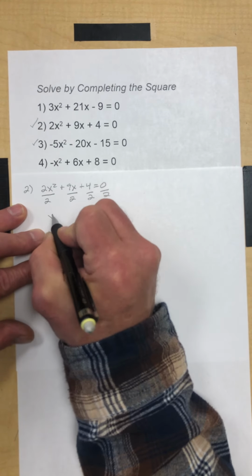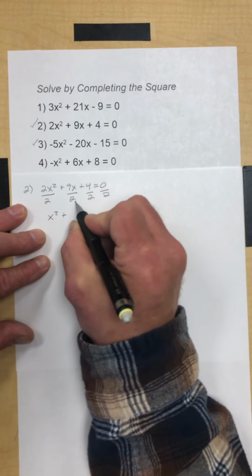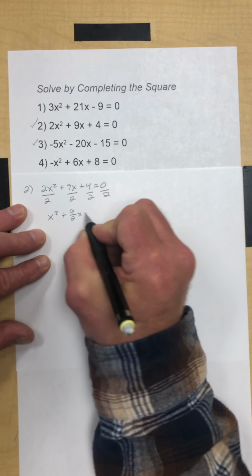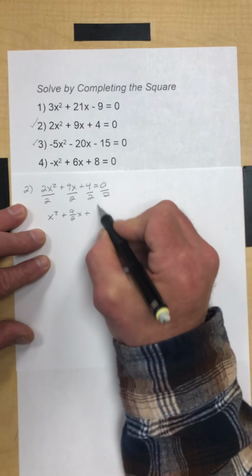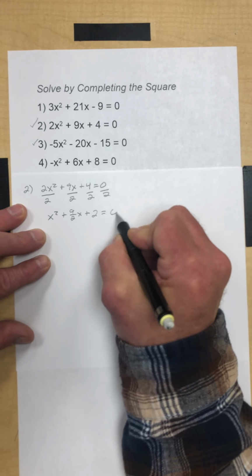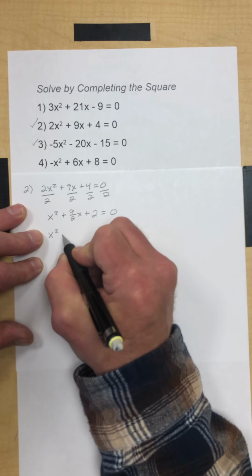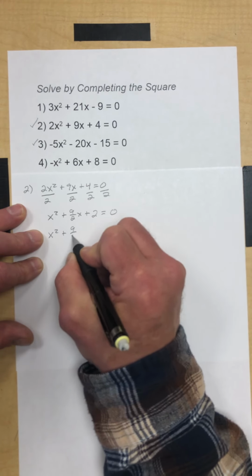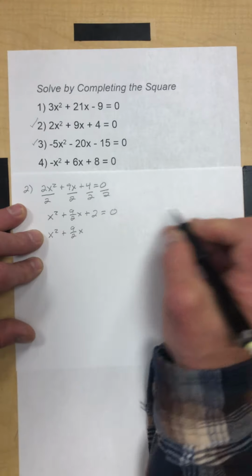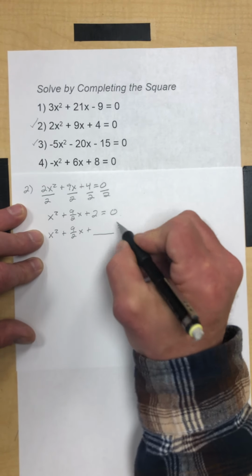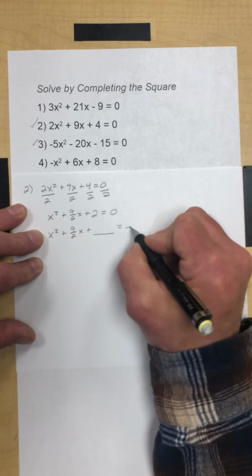Okay, so I end up with x squared plus, obviously 2 doesn't divide into 9, so we just get 9 halves x plus 2 equals 0. I want to keep the x squared and the 9 halves x together. I've got to figure out what to put here. I take that 2, move it to the other side so it becomes negative.